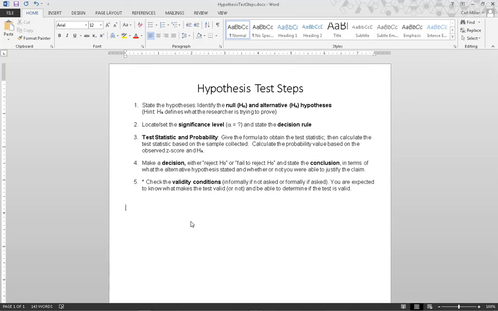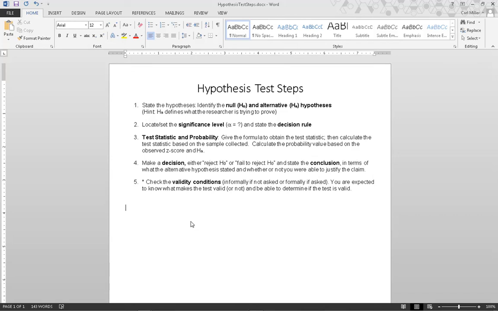Number 4, make a decision, which will either be to reject the null hypothesis or to fail to reject or not reject the null hypothesis, and then state a conclusion, and the conclusion is going to be in terms of what the alternative hypothesis stated and whether or not you were able to justify that claim.